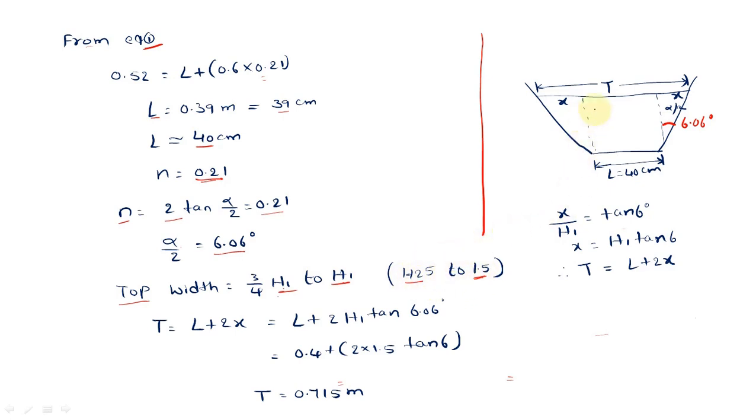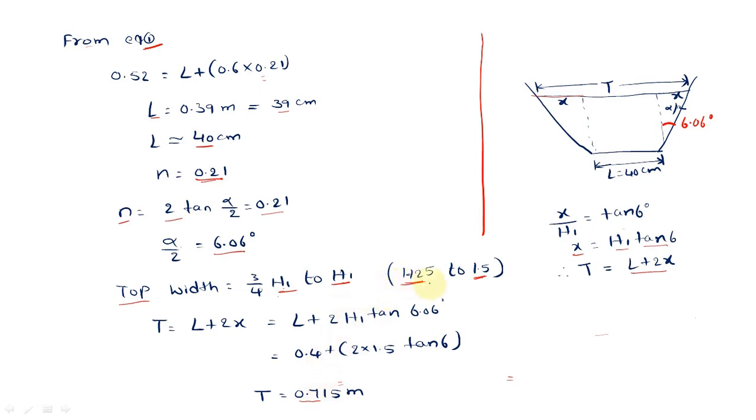If you check the top width in this diagram, T is equal to L plus 2x, where x is equal to H1 tan 6 degrees. If you calculate the top width, here we got 0.715. So the top width is less than 1.125. Here we have assumed 2 number of notches. That's why the top width is lesser than it.